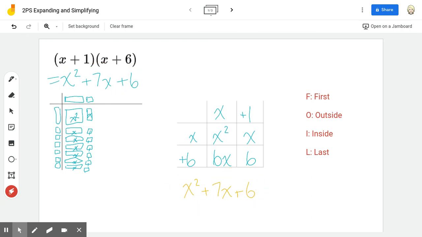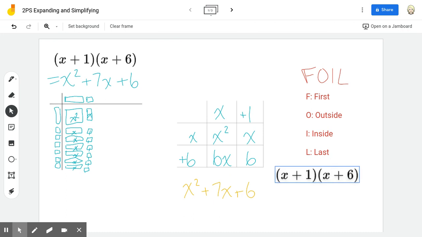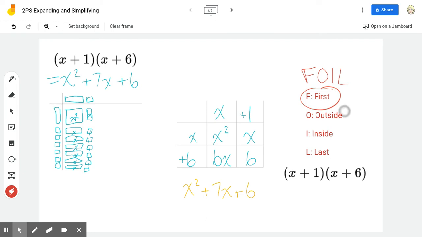The last way to do this is a little shortcut that's called FOIL. F-O-I-L. And FOIL stands for first, outside, inside, last. So you look at, I'm just going to duplicate this so it's easier. You look at each of your terms here. So the first one in each bracket, you multiply together. So that's first. Then you multiply the outside terms. So this one and this one are on the outside. And then you multiply the inside terms. So these two are on the inside. And then you multiply the last one in each bracket. So this one and this one.